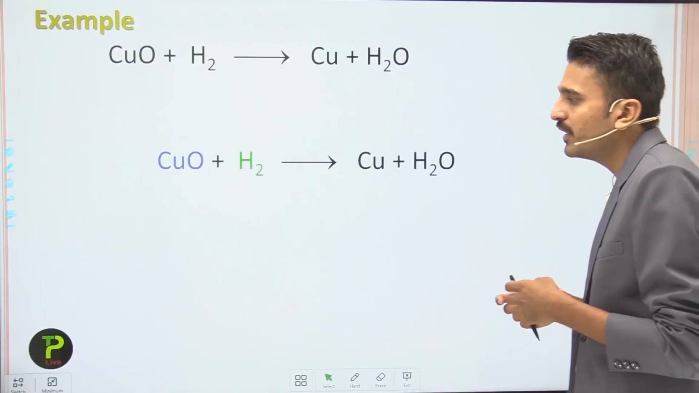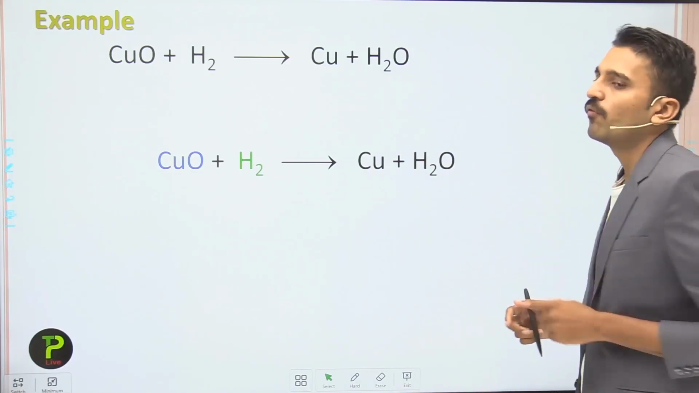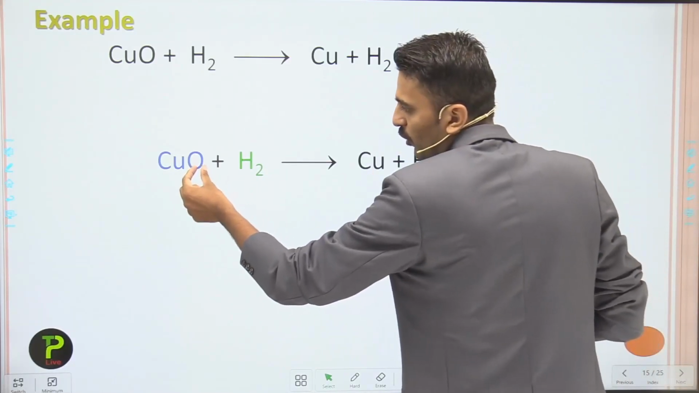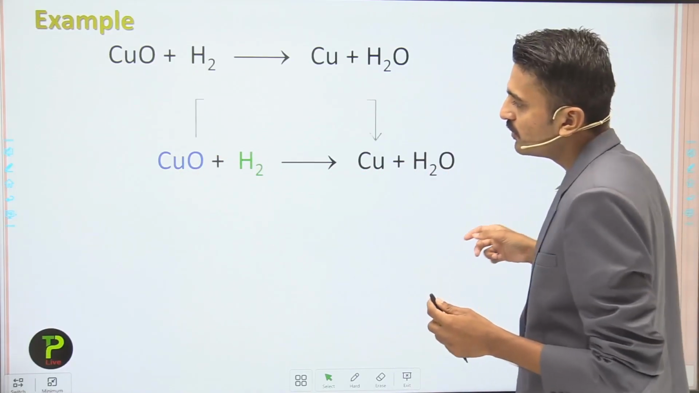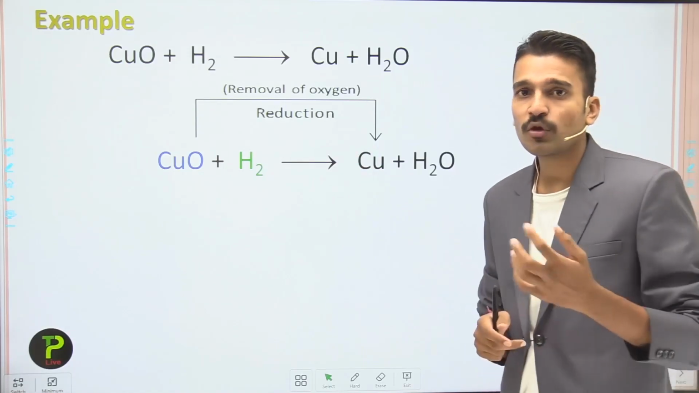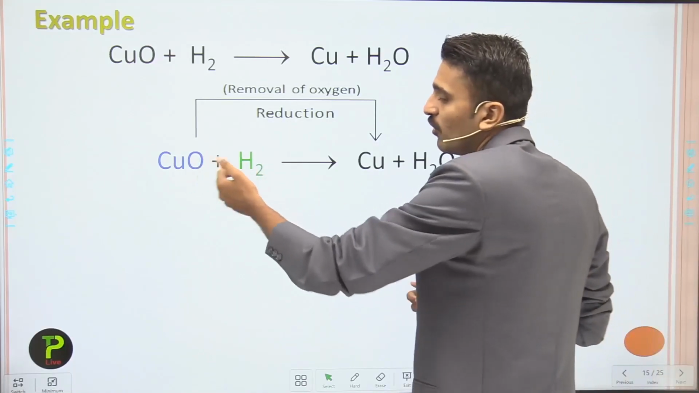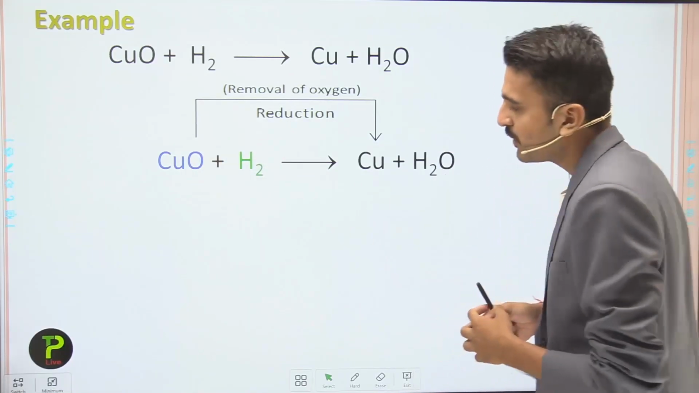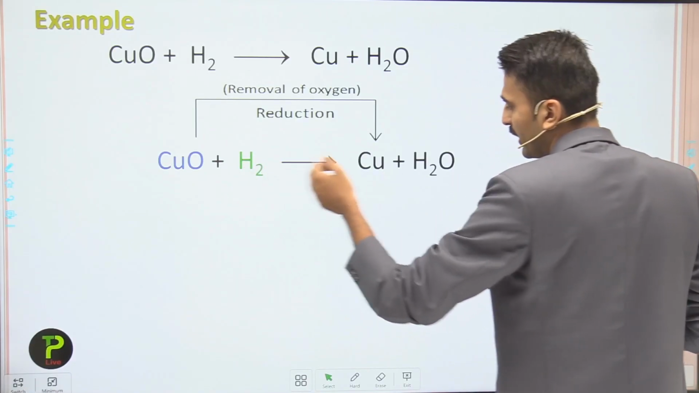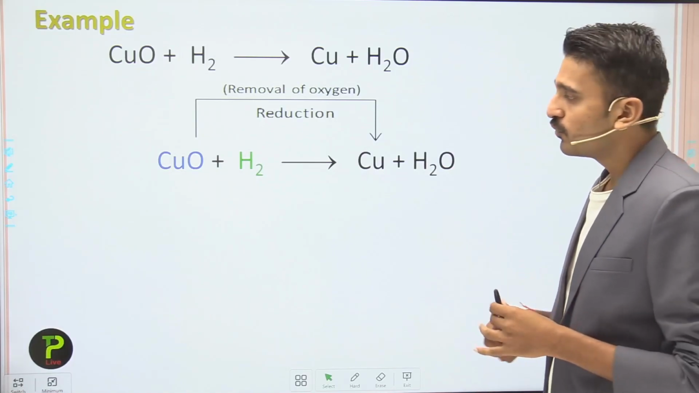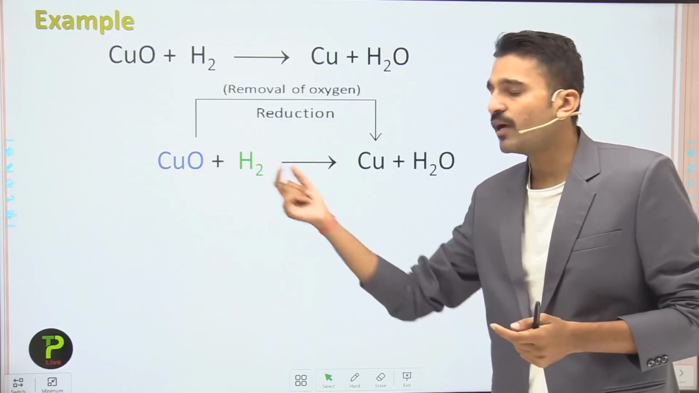So what is happening here? Copper oxide reacts with hydrogen to form copper and water. There is the removal of oxygen atom from the copper oxide and it is converted to copper. Removal of oxygen comes under the category of reduction. So the reduction of copper oxide takes place. What is happening to hydrogen? Here there is a hydrogen molecule, H2, and here there is a water molecule, H2O. It means that an oxygen atom has been added to hydrogen.